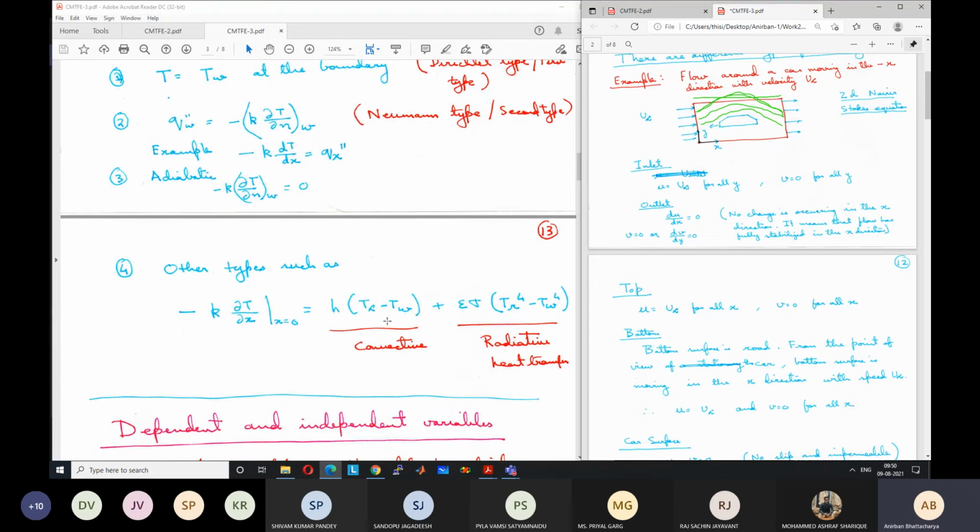If the boundary temperature is Tw, at the wall the heat flux, minus k dT/dx at x equal to 0, is equal to the convective heat transfer, h(T∞ minus Tw), where Tw is the unknown boundary temperature. We do not know what the heat flux is. This is part of the solution. And T∞ is the faraway fluid temperature.